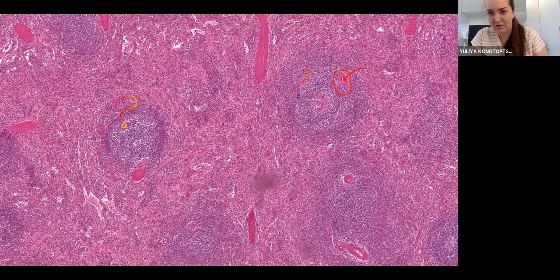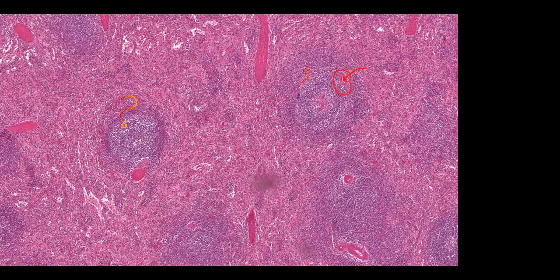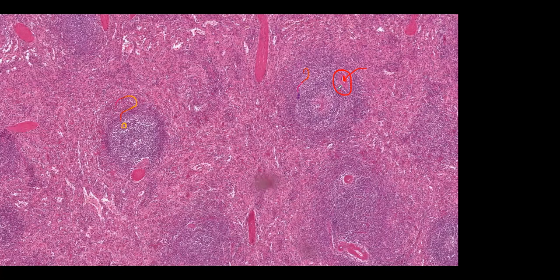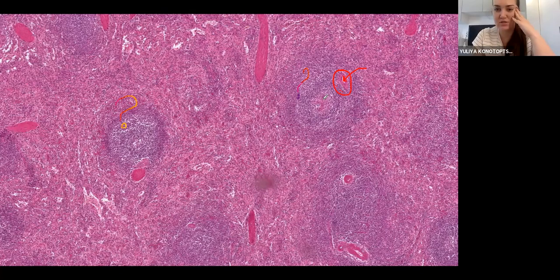How do you call the tissue right outside of it? Pulse. Okay, so pulse is not everything. It's just this area around the central arteriole. This is called pulse. And which lymphocytes are here? T lymphocytes, so T cells. This is germinal center, and this is the mantle zone. So germinal center, mantle zone.